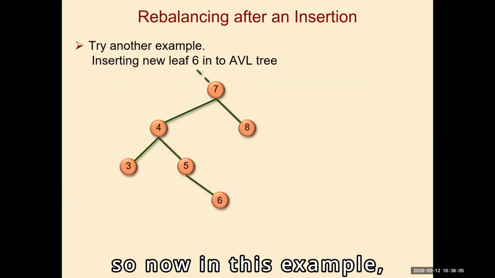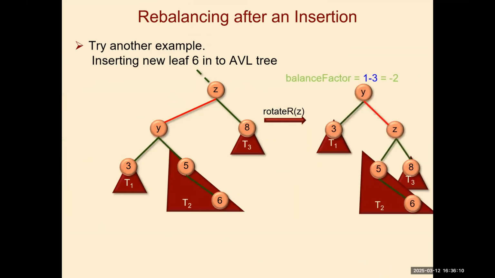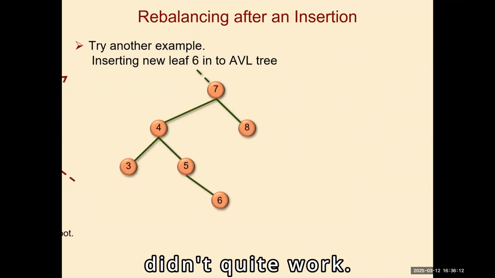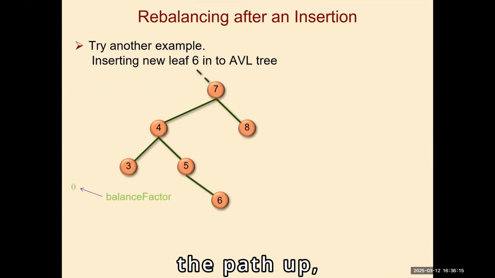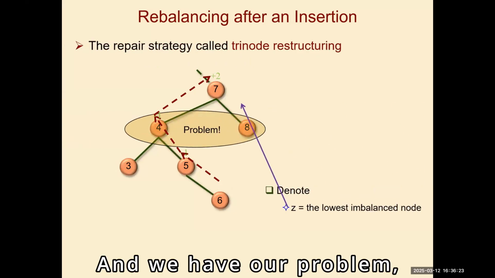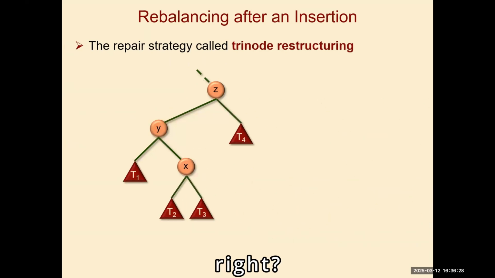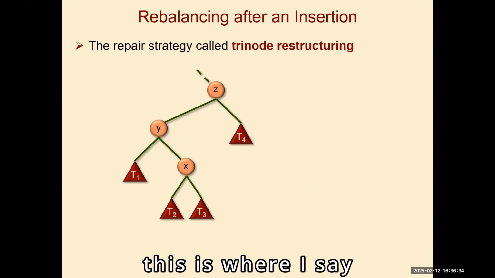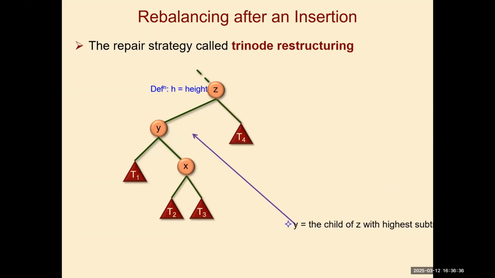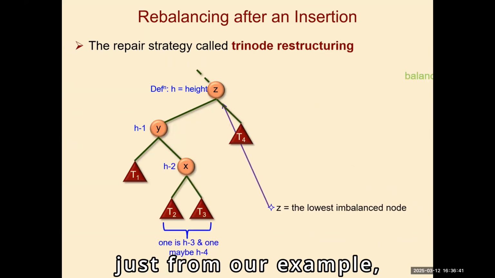All right, so now in this example, remember it didn't quite work. So we follow the path up, and we see here, right? And we have our problem, and we label this guy with Z, and this one, right? We get X, Y, and Z, right? Now, this is where I say you can do two rotations, right? You can calculate what the height of everything is, just from our example.